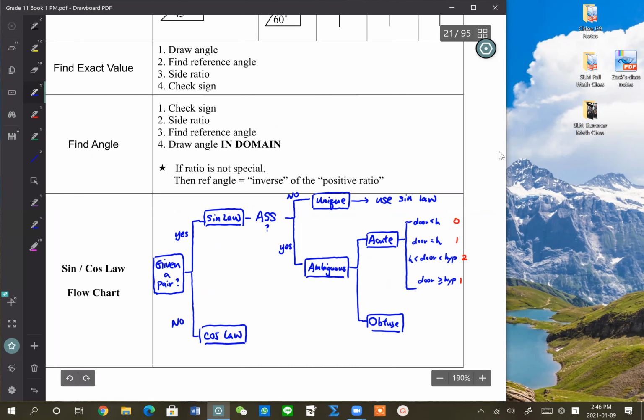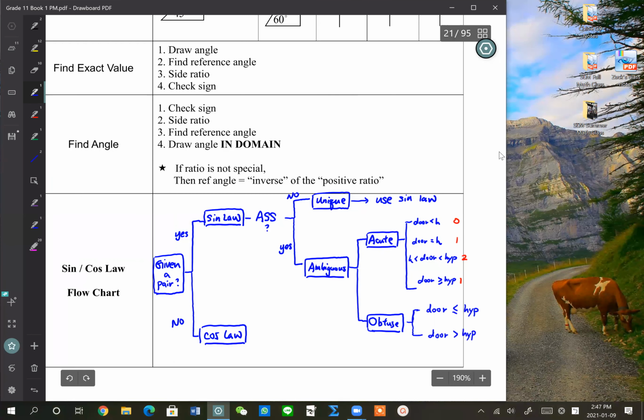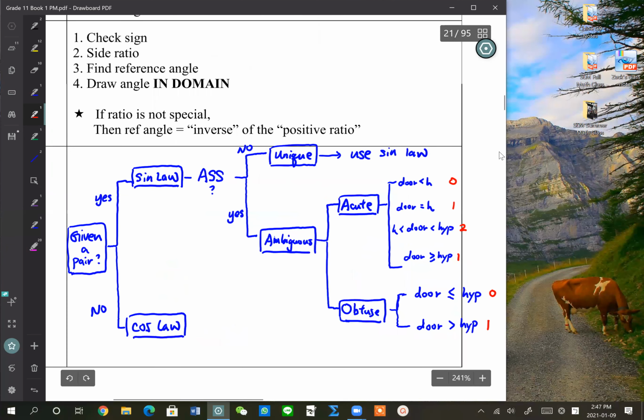And then obtuse. Obtuse we just covered. Obtuse has only two cases. There's no height. You just compare the door. If the door is too short, less than or equal to the hypotenuse, or long, meaning longer than the hypotenuse, then you get no solution or one solution. Be careful where the equal is. I've used the red.